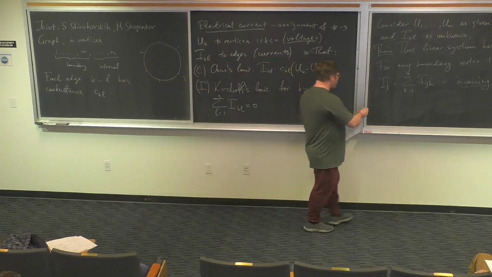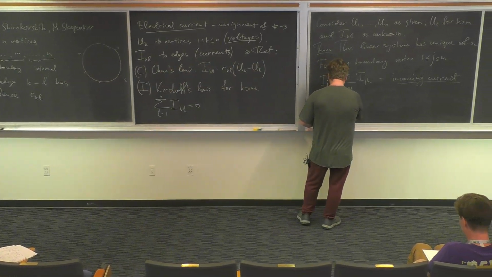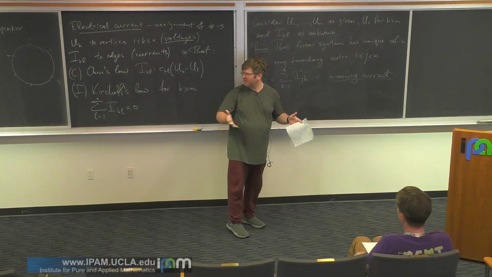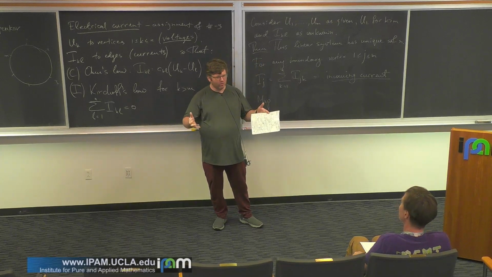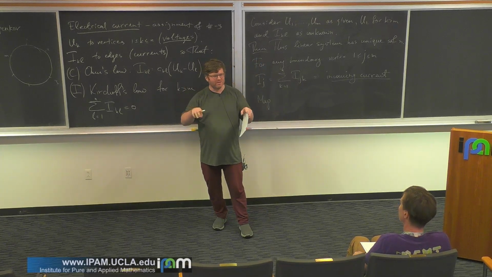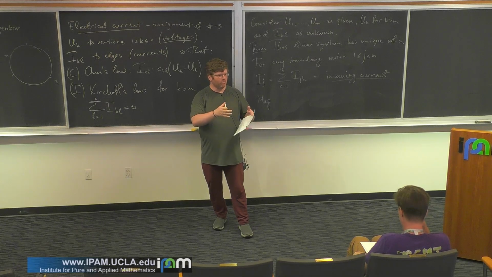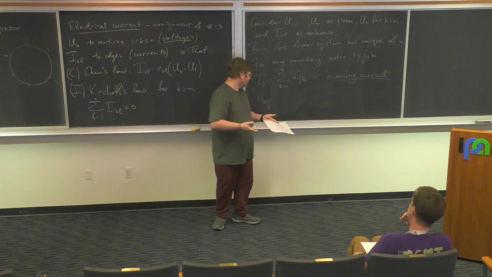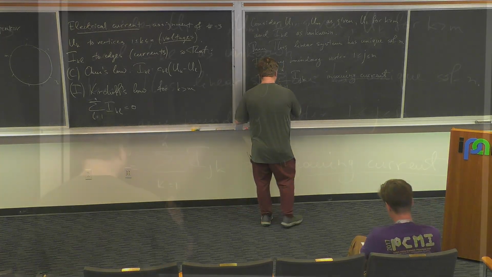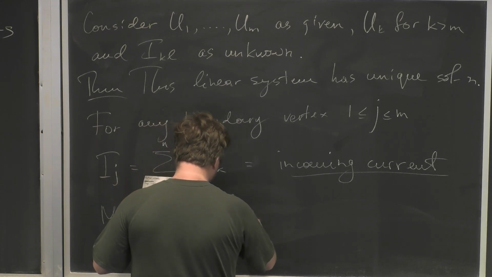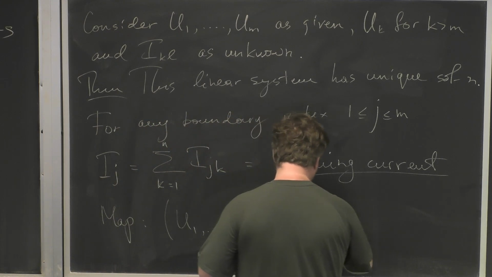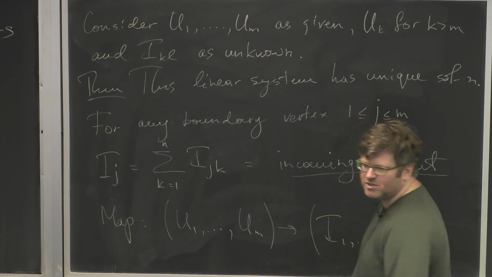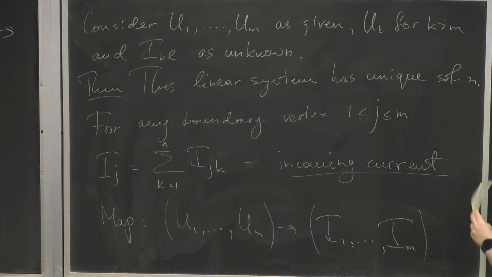And it turns out that this map, so there are M inputs and M outputs. If you treat everything inside as a black box, your input is what voltages you plant at the boundary vertices, and then you can measure M numbers out of that, which are currents through those M boundary vertices. So this is a map from vector U_1 through U_M into vector I_1 through I_M. It turns out to be linear. This is just multiplication by some matrix. It's a linear map.